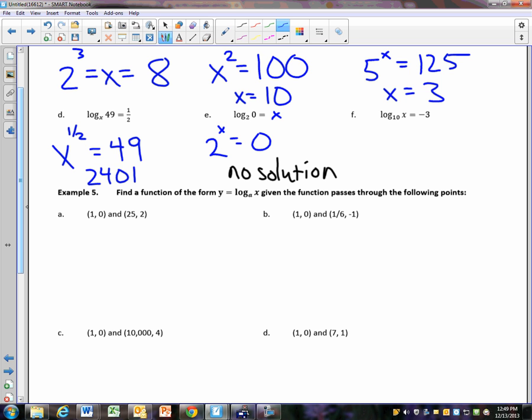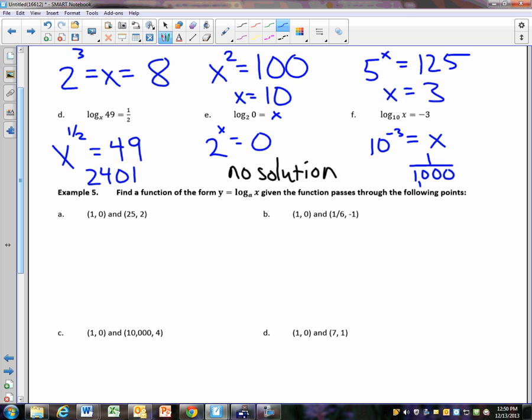All right, log base 10 of x is equal to -3. Base is 10, exponent is -3 equals x. What's x going to be? Yep, 1 over 1,000. Awesome.